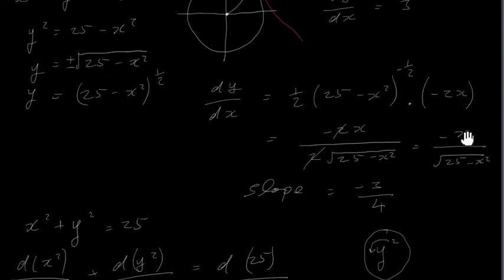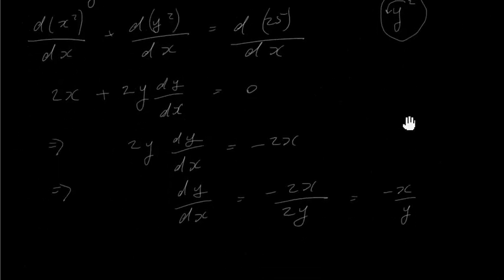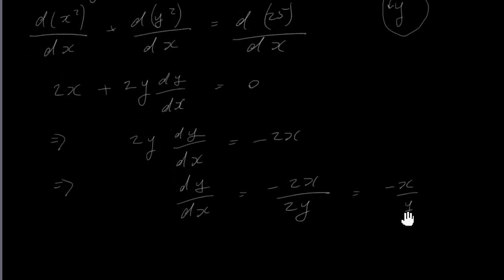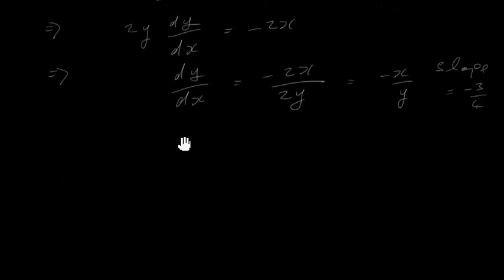So this is y, minus x over y. And that's what we got here, minus x over y. So again, if we put our 3, 4 into this here, 3 was x, 4 was y, we still get a slope. We get our slope here of minus 3 over 4, which is what we got originally. Okay, so that's how you do implicit differentiation.